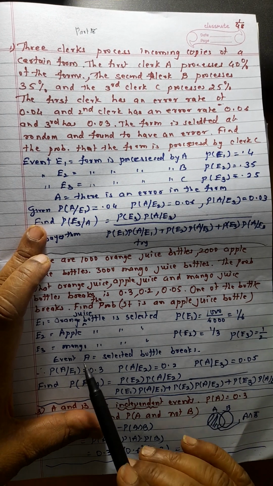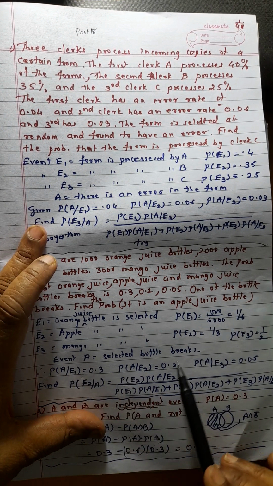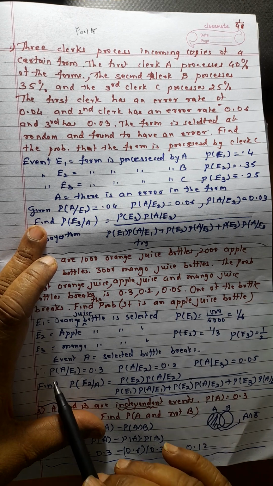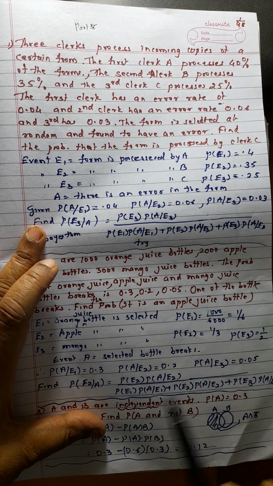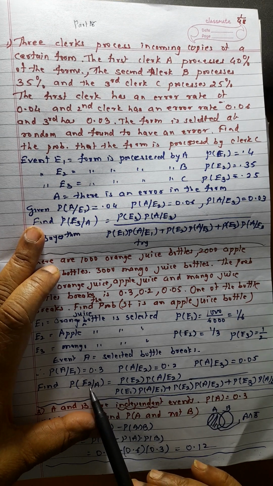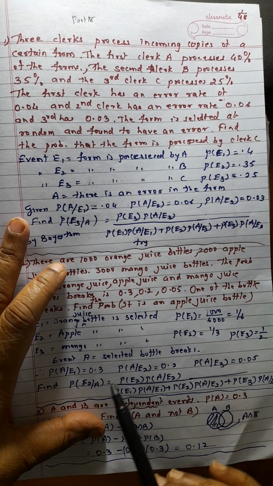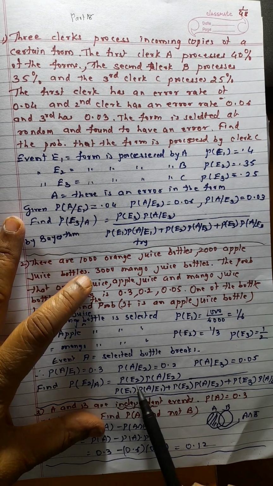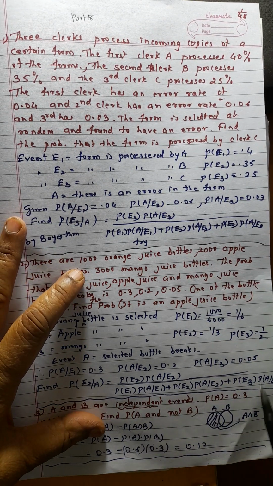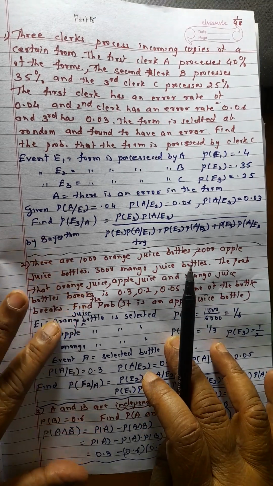So here we got an event A, selected bottle breaks. And you know probability of A given E1, it is given. This you know, this you know. So you have to find out it is apple juice bottle. Apple is second one. We want to find out probability of E2 given A. This is a formula. Substitute here, simplify. I am not doing it. You have to do it.